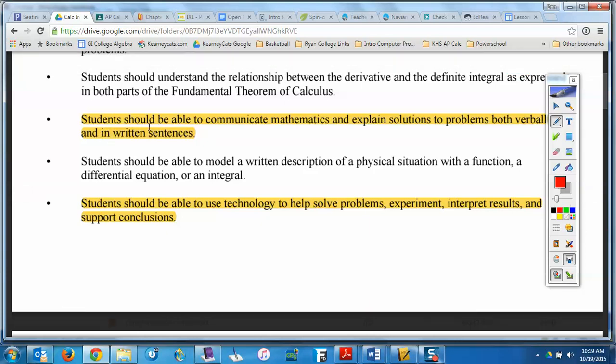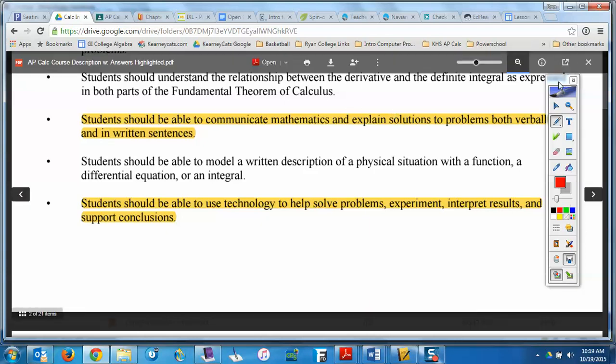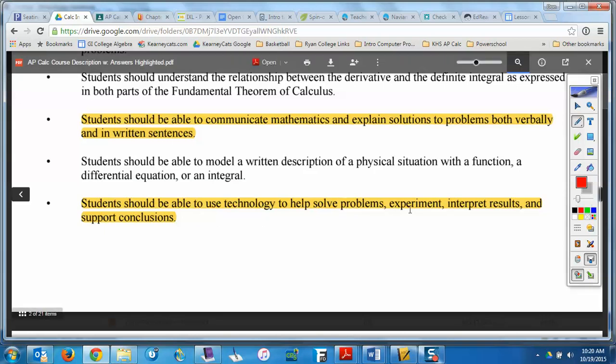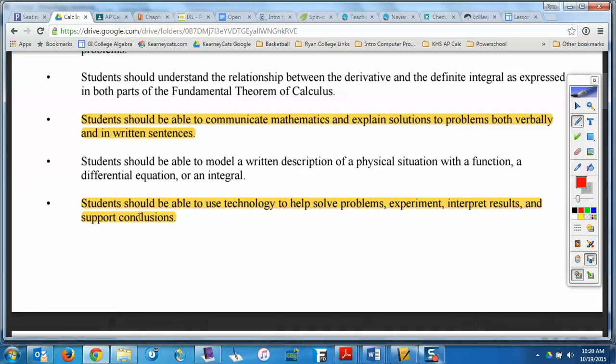Students should be able to communicate mathematics and explain solutions to problems both verbally and in written sentences. So again, same kind of thing. Students should be able to use technology to help solve problems, experiment, interpret results, and support conclusions. The graphing calculator is among the technology we'll be using.